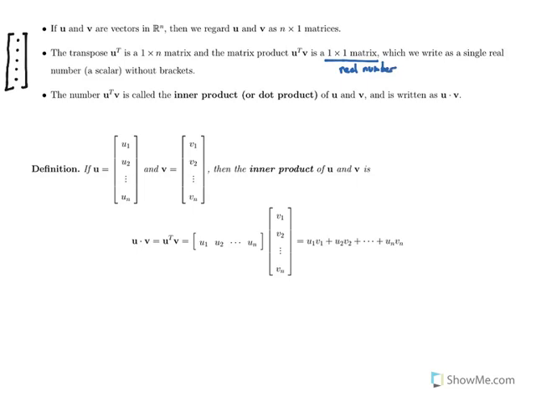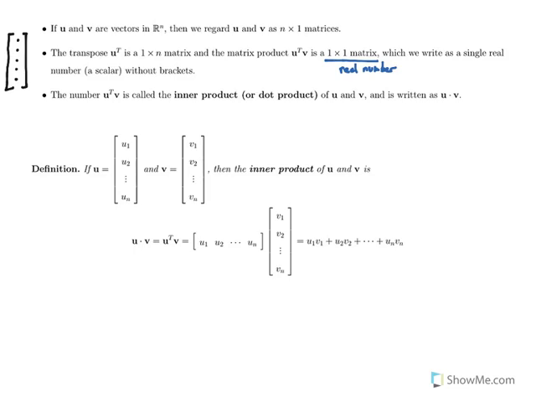So the number u^T v is sometimes called the inner product or the dot product of u and v, and it is written as u · v. So here's the actual definition. We have two vectors u and v in Rn with n entries each. Then the inner product of u and v is u · v equals u^T v. Those are the same things.